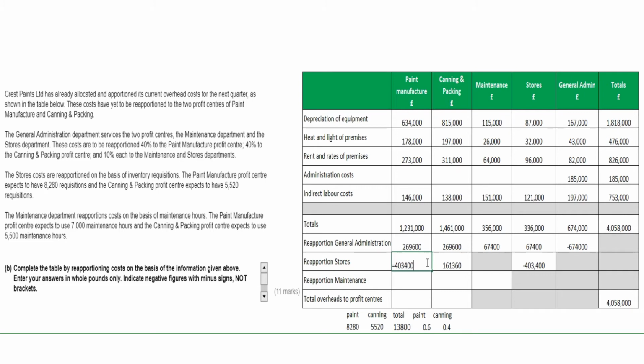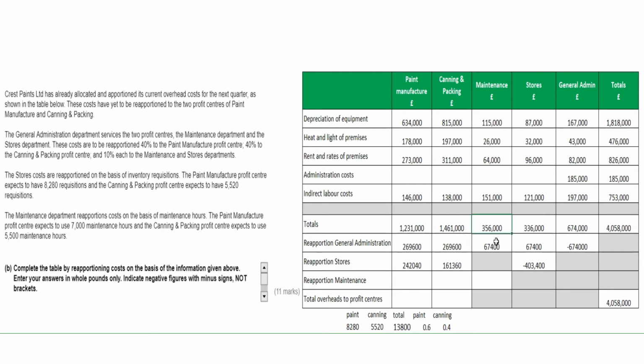We need to do 60% times by 60%, and we get 242,040. And now stores has been reapportioned to paint manufacturing, canning and packing. Now all we've got to do is reapportion maintenance.